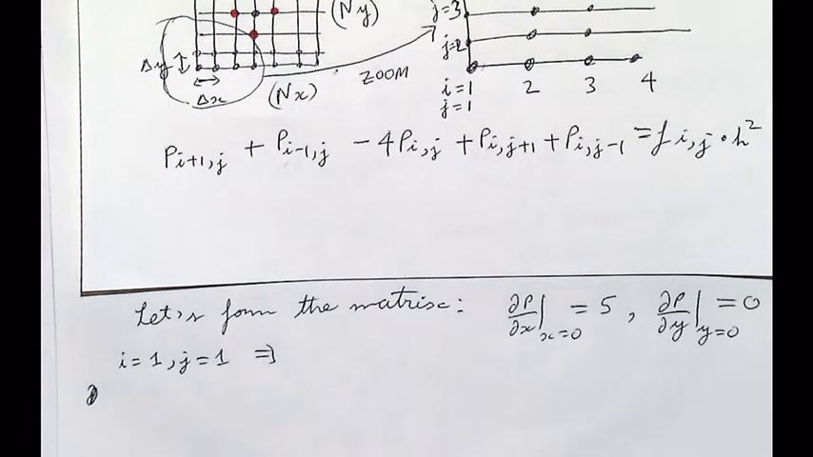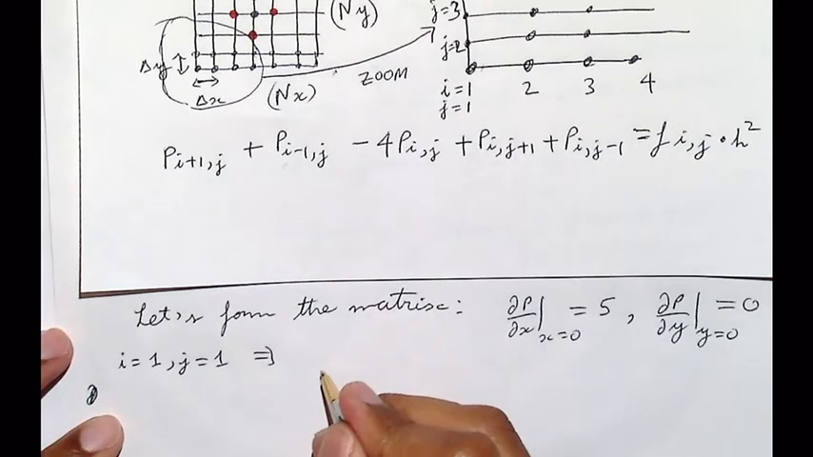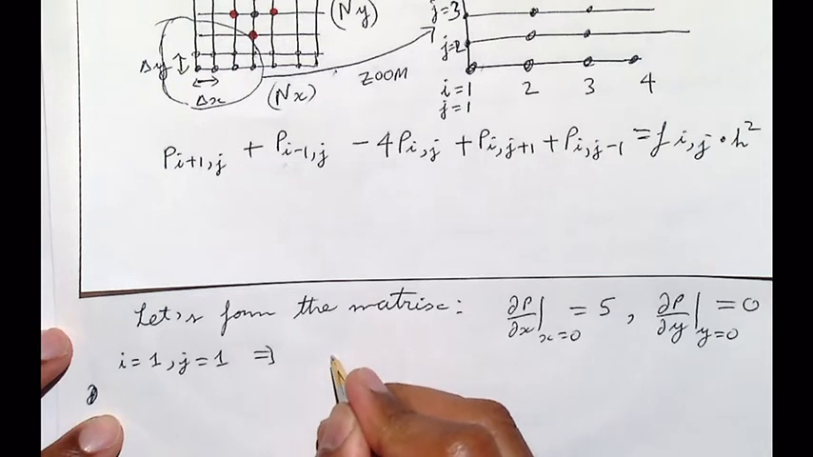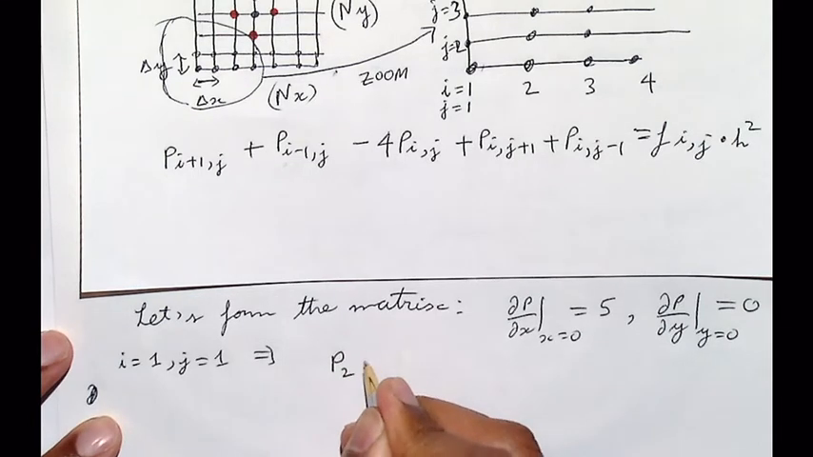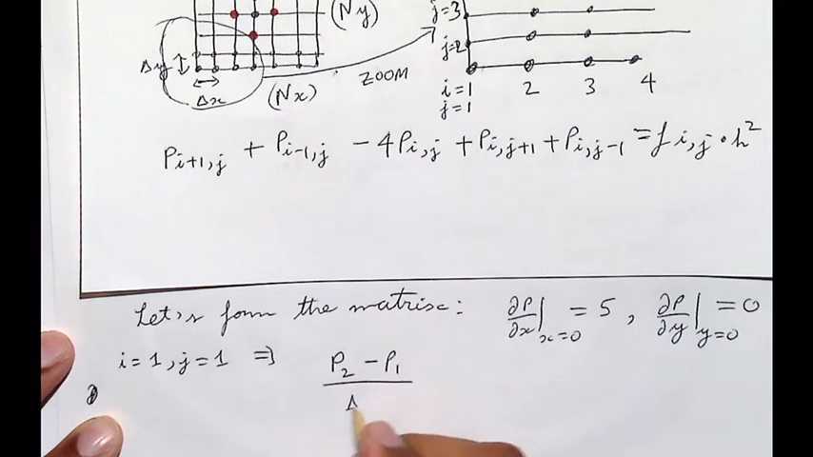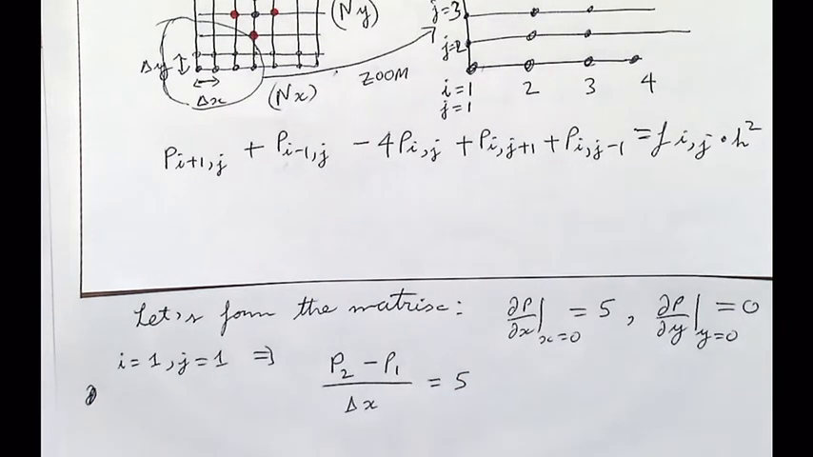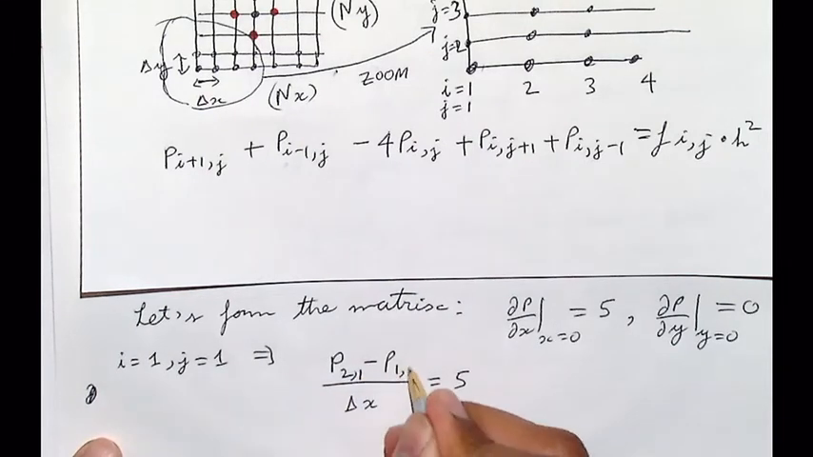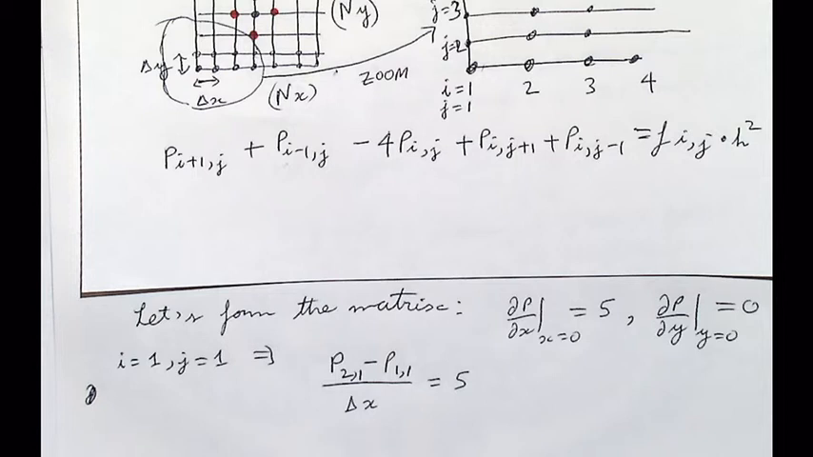P2 minus P1 over Delta X equals 0. Okay, alright, now go ahead. It's P2J minus P1J. Why? J could be anything. No, I said J equal 1 here. Oh, okay.